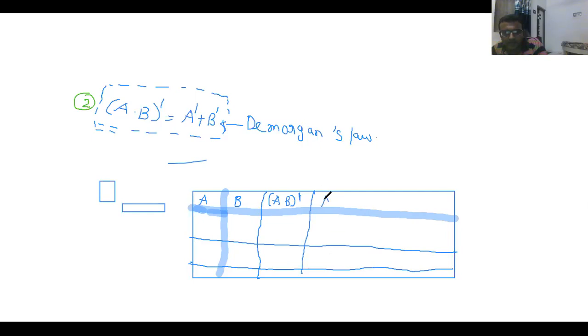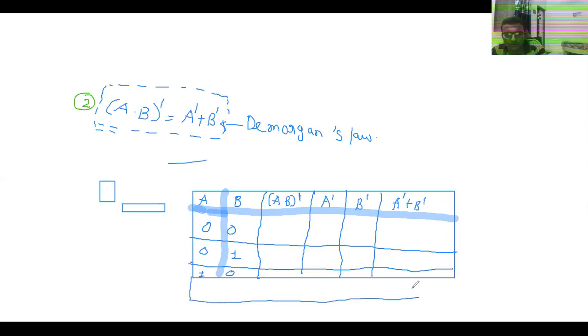So here we can say A dash, here we can say B dash. So here we can say A dash plus B dash. We would like to obtain the equality between them, nothing else. So here we can say 0, here also 0, 0, 1, 1, 0, 1 1.